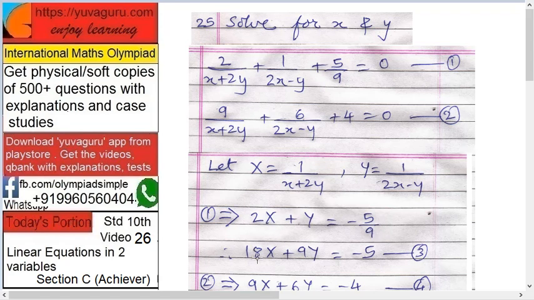Therefore, solve this. Take 9 on the other side. You get 18X plus 9Y equals minus 5. Make this equation number 3. Okay? Check this, what have we done? 2X, how did this 2X come? Because capital X is 1 upon x plus 2y. So this will be 2X then.